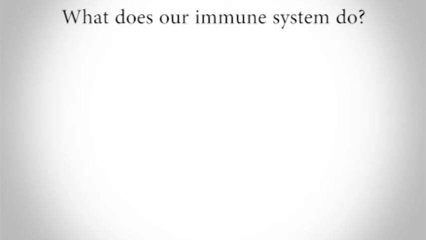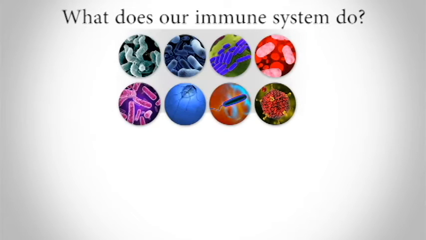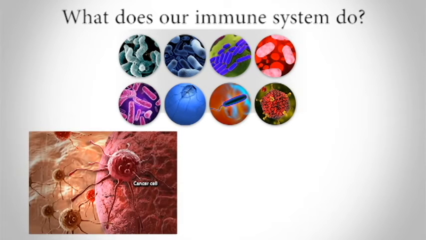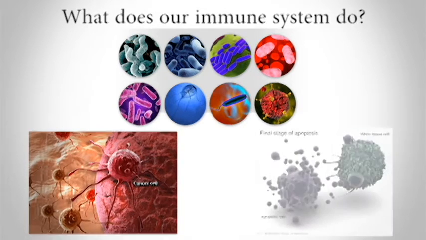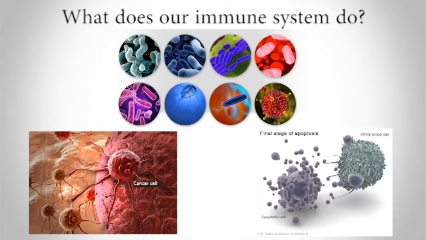So, what does our immune system do? Well, firstly, our immune system is involved with protecting us from all sorts of pathogens, which can cause harm or disease to our body. Secondly, our immune system is involved with detecting and destroying abnormal cells, such as cancer cells. Finally, our immune system plays a very important role in the clearing of cellular debris, which can be left over from inflammation or from dead or dying cells, such as cells undergoing apoptosis.